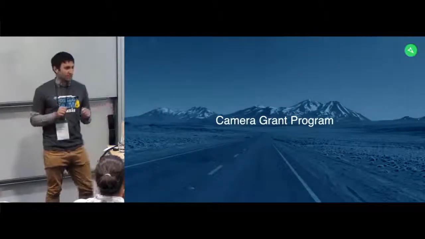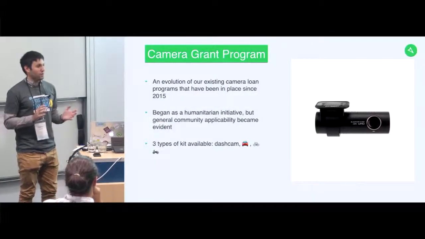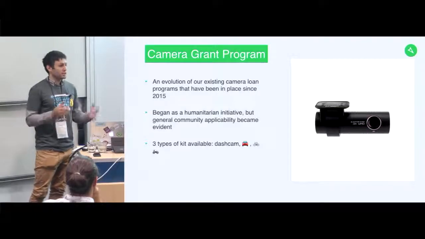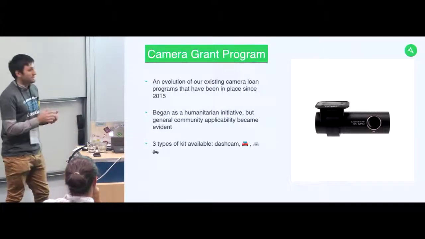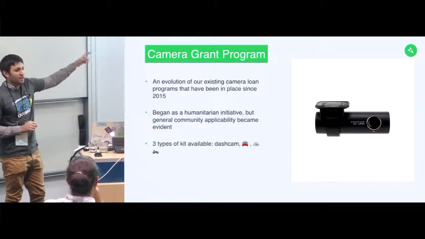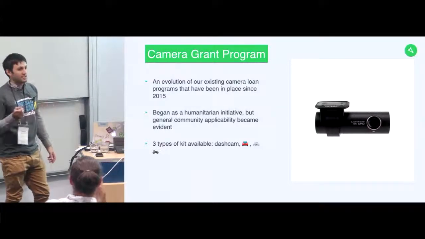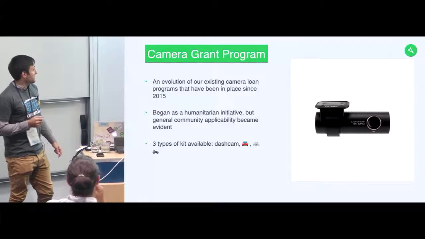Camera grant program. If you're thinking about capturing for Mapillary, maybe you don't have the camera you need, we're trying to address that with a camera grant program. If you qualify for a camera grant, we'll send you a camera. It's yours to keep. We're sending out three types of camera that we've identified as useful for the majority of scenarios. One is a high quality dash cam that you see here. You just put it in your window, forget about it, take out the SD card and upload when you're ready to do that.